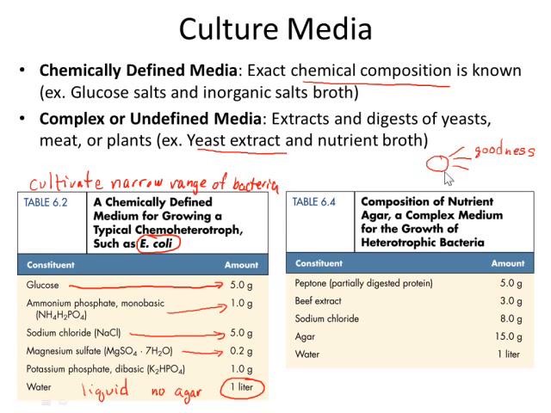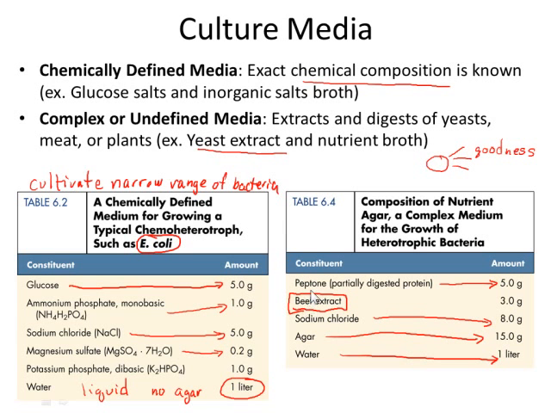So for example here, we have 5 grams of partially digested protein, which will supply the amino acids. We have 8 grams of sodium chloride. We have 1 liter of water. We can see this is solid media. We have 15 grams of agar. And then notice here we have the presence of beef extract.